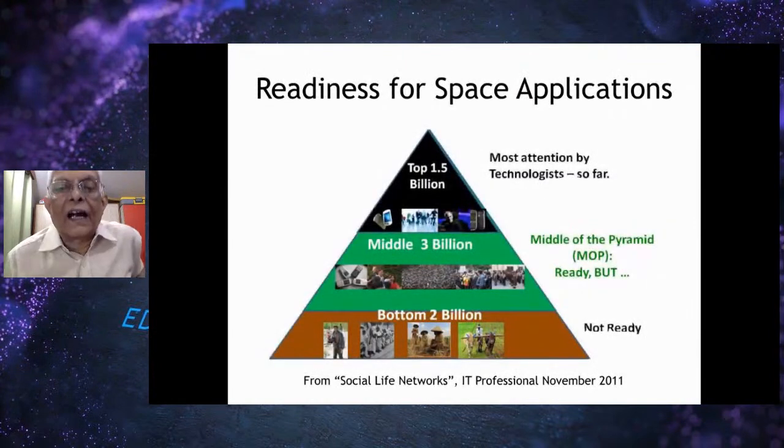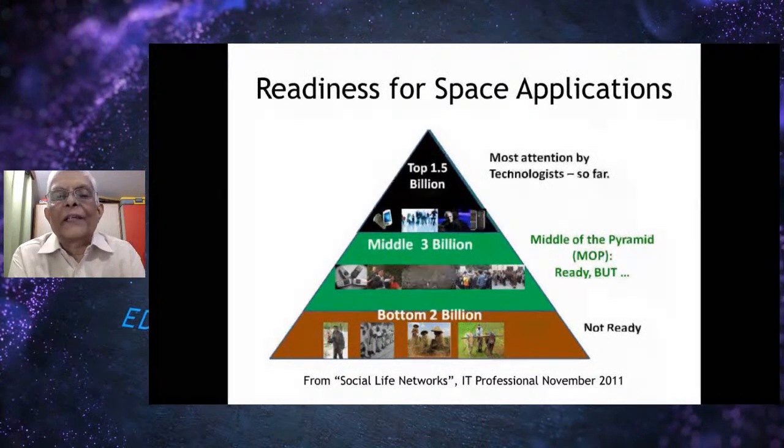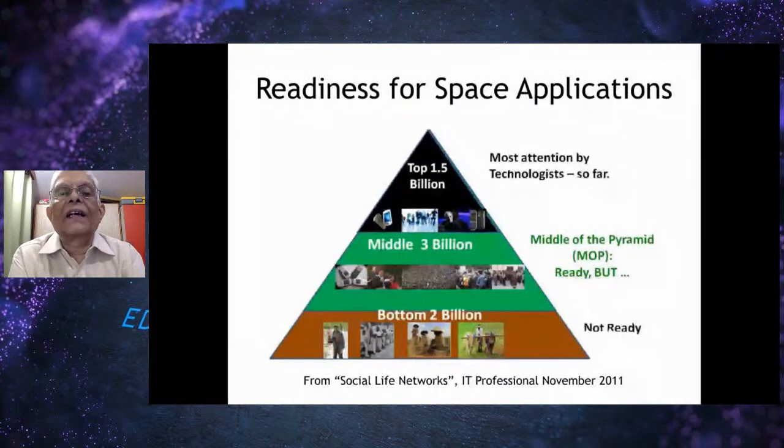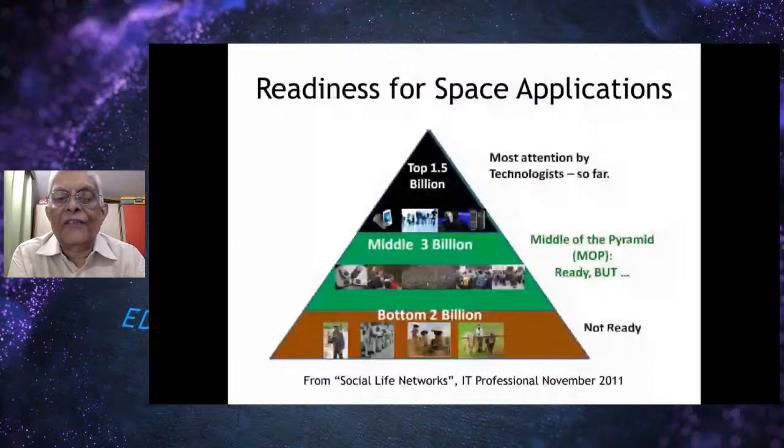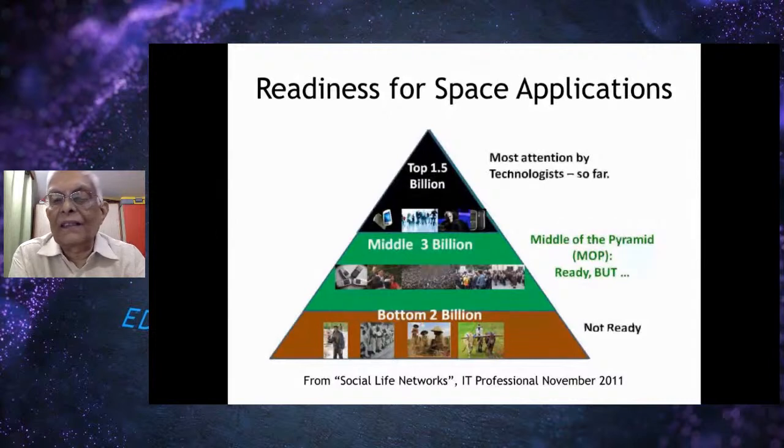Now, it's very interesting how ready we all are for the space applications. This was a very interesting diagram which I found from an article on social life networks, which appeared in IT Professional, an IEEE magazine, in the November 2011 issue. So it's about 9 years old, but the numbers change, and more or less the ratios will remain the same.